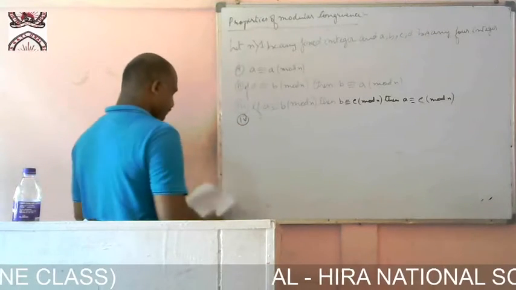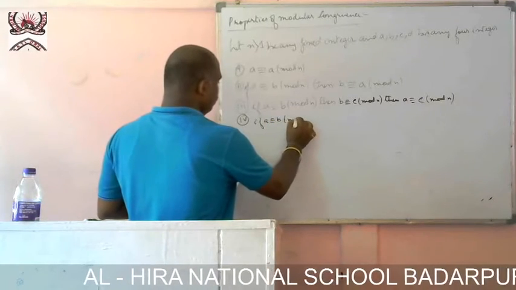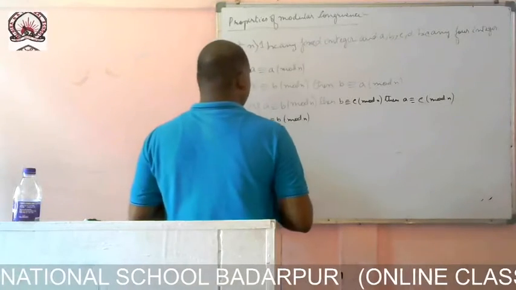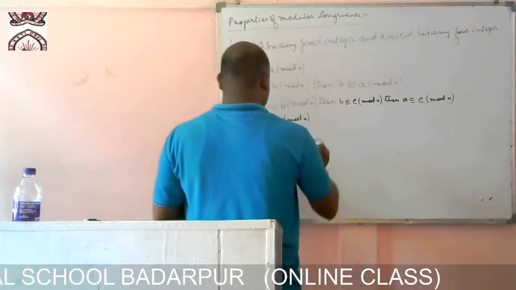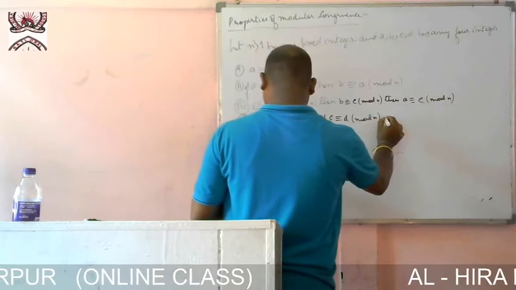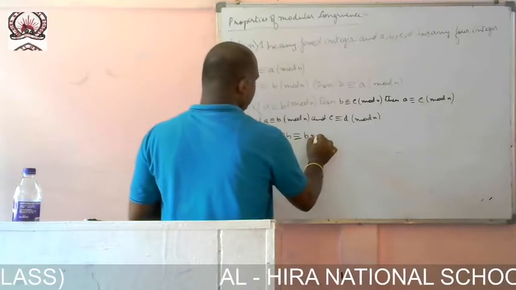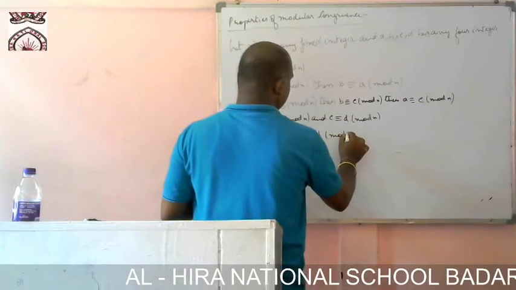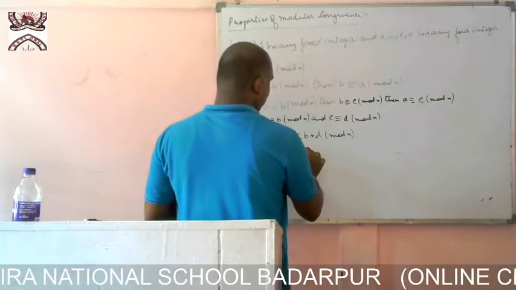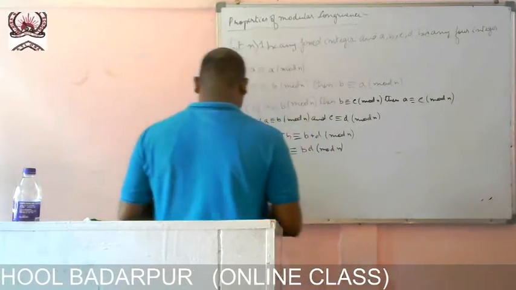Number 4: if a congruent b mod n and c congruent d mod n, then a plus c congruent b plus d mod n, and another one, ac congruent bd mod n, we can also write.